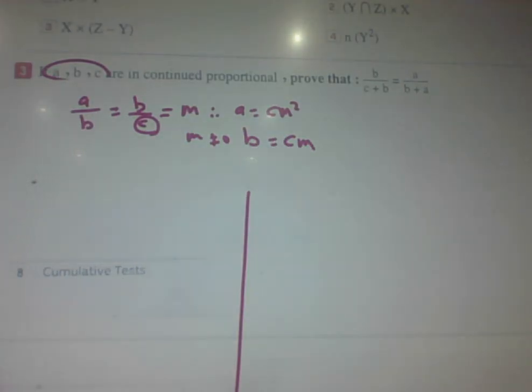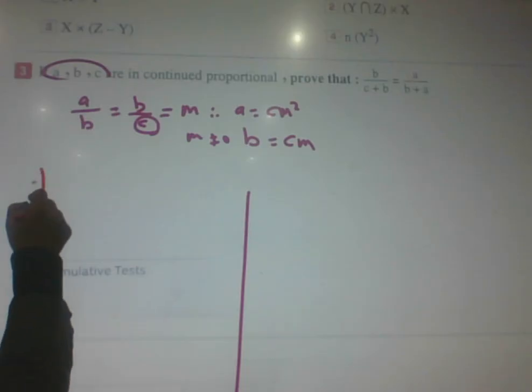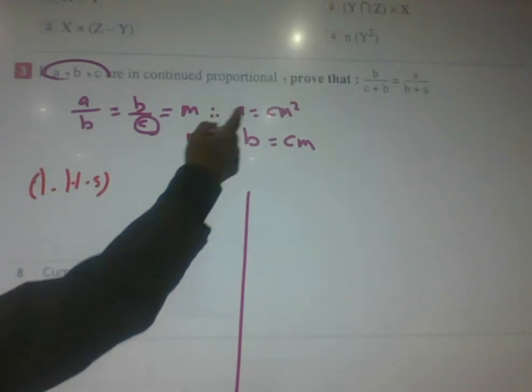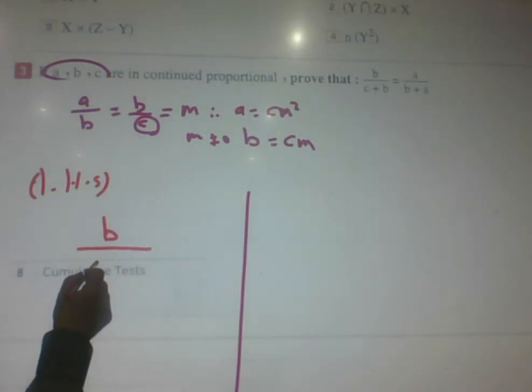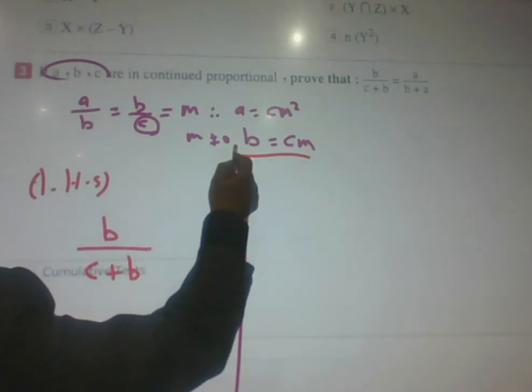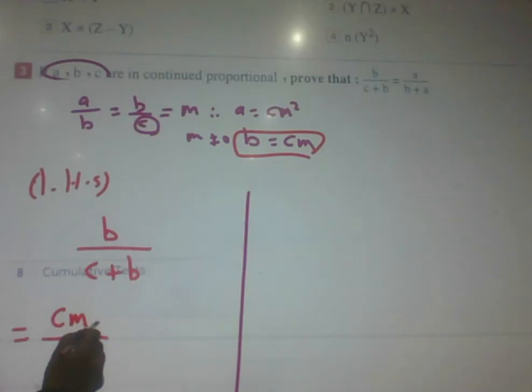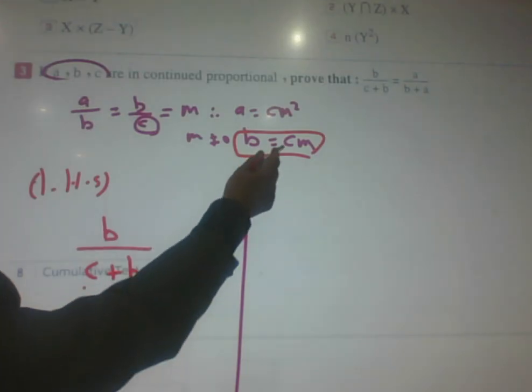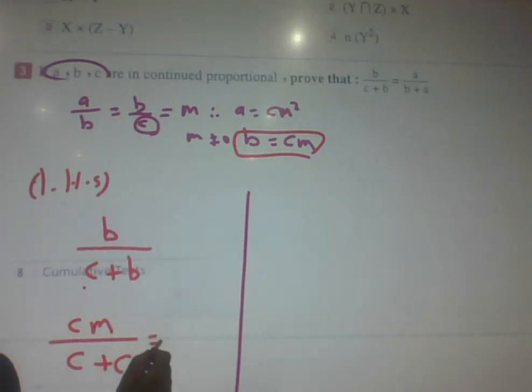Start to prove that the left hand side is equivalent to the right hand side. Start with the left hand side: the relation B over C plus B. The value of B was Cm, so Cm over C plus Cm. Then write the common factor C down. The result will be C divided by C equals 1, and Cm divided by C equals m. Okay, that is the left hand side.